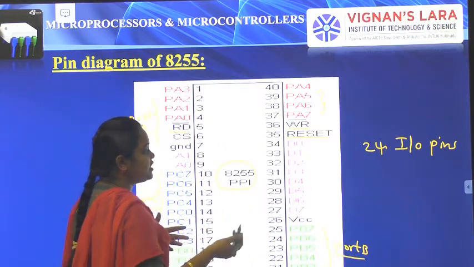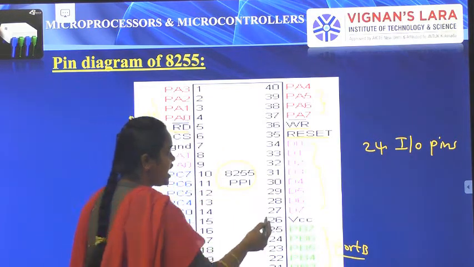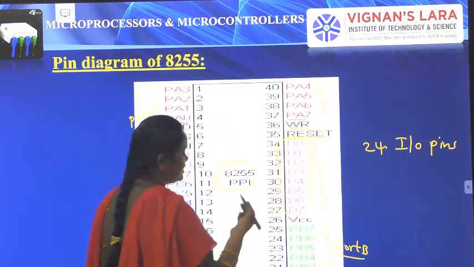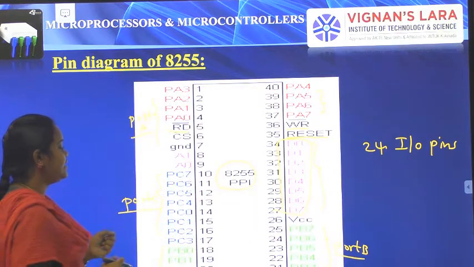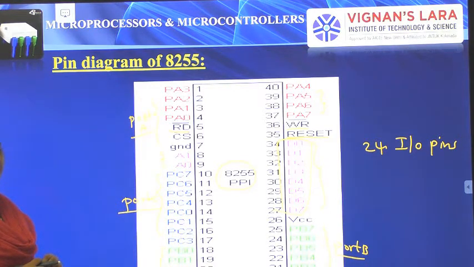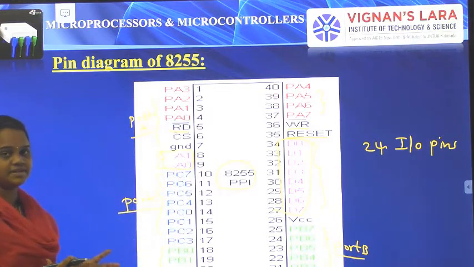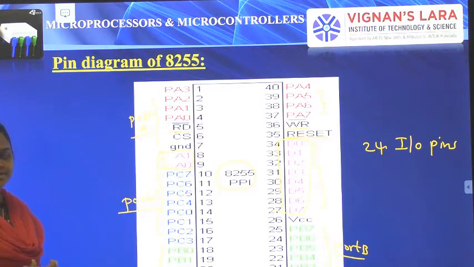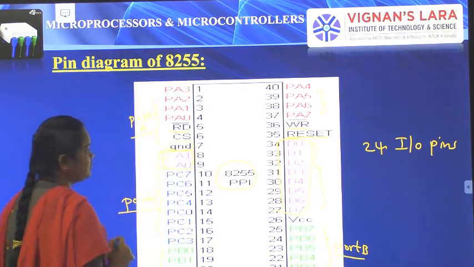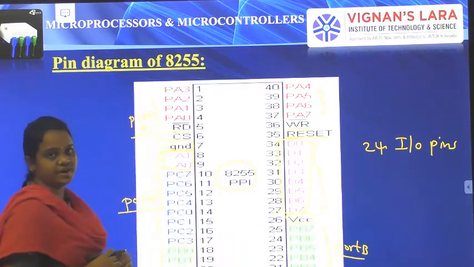For transferring data between the input and output devices and the 8086 processor, we have data pins D0 to D7, which are 8 bits. Then A0 and A1 are the address pins, which are used to carry the address from the input output devices to the 8086 microprocessor and from the 8086 microprocessor to the input output devices. This is the ground, and for power we have the supply VCC at pin 26.